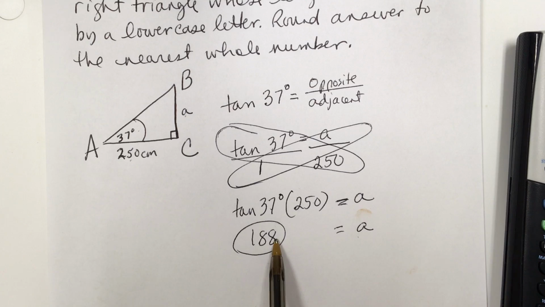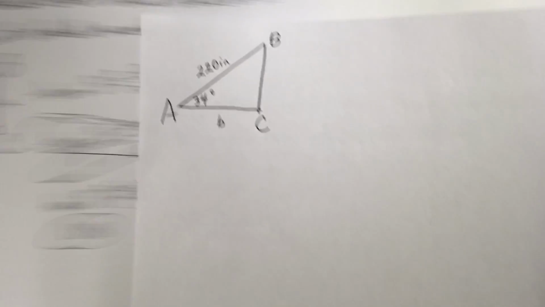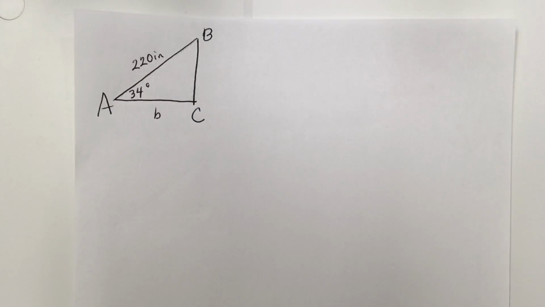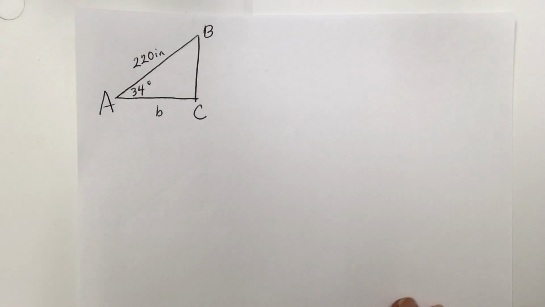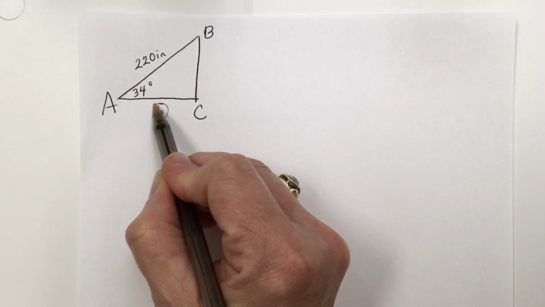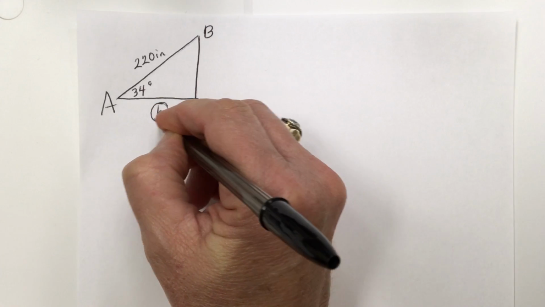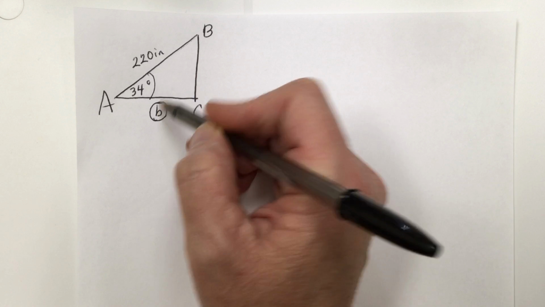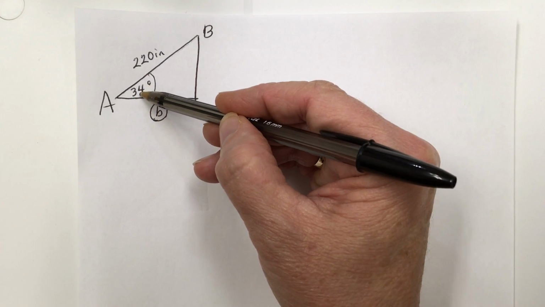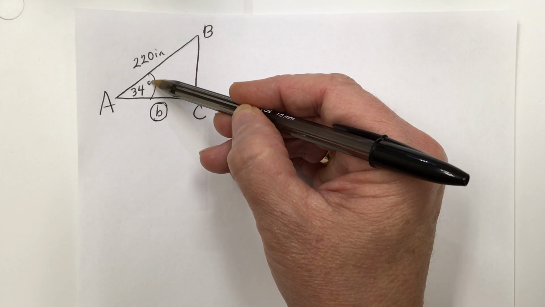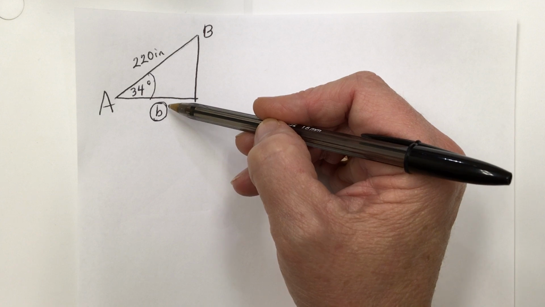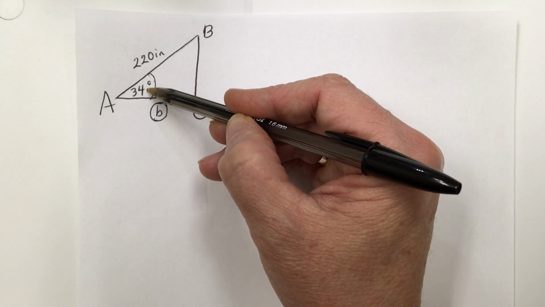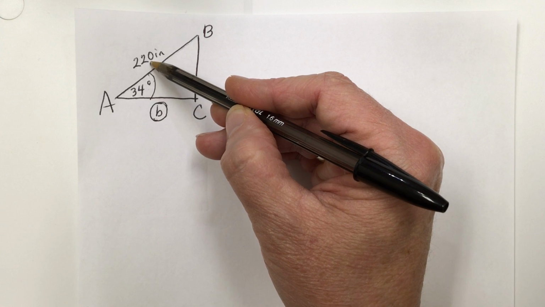All right, let's work another problem just like that. Let's look at this problem here. I'm trying to find B. Now, let's look at the relationship with this angle and the two sides that I have. I have an angle of 34 degrees. I have a side B. That side B is adjacent. And I have the hypotenuse.